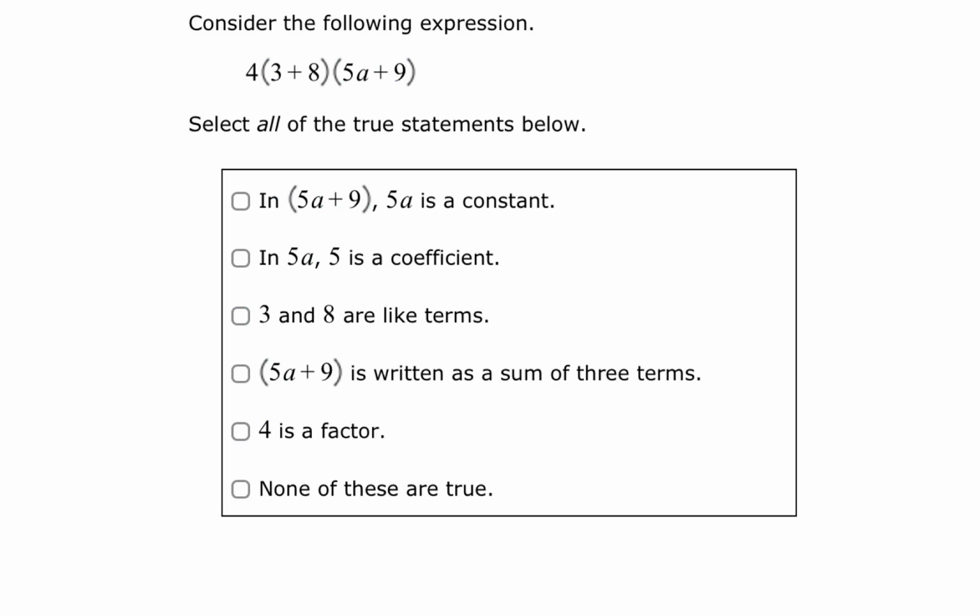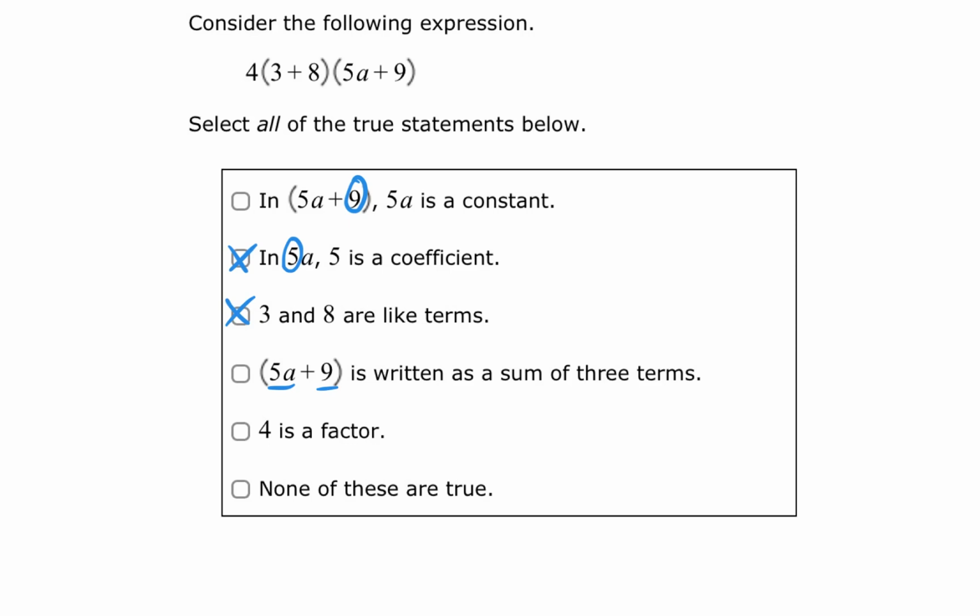And one last example. It says in the quantity 5a plus 9, 5a is a constant. No, 9 would have been the constant. In 5a, 5 is a coefficient. Yes, 5 is a coefficient that is multiplying a. The next one says 3 and 8 are like terms. Yes, they are both constants. The quantity 5a plus 9 is written as the sum of 3 terms. No, it is not. It is 2 terms.